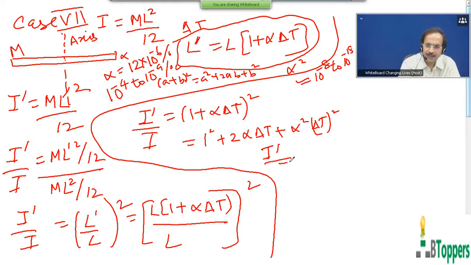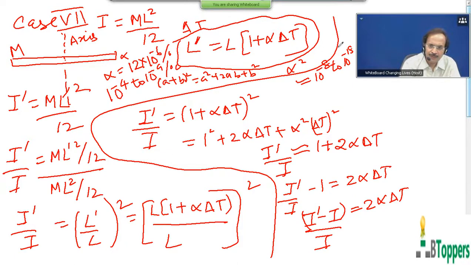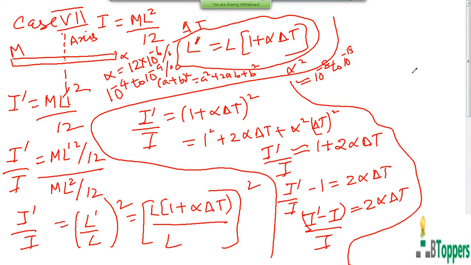Therefore, I dash by I can be taken as nearly 1 plus 2 alpha delta T. If you carry 1 to the left side, I dash by I minus 1 is equal to 2 alpha delta T, or (I dash minus I) by I equals 2 alpha delta T. I dash minus I can be denoted by delta I, which represents the change in the moment of inertia of the rod when temperature changes by delta T. So delta I by I is equal to 2 alpha delta T.